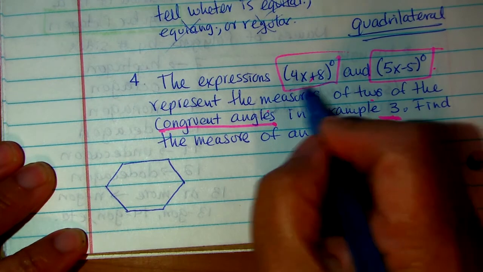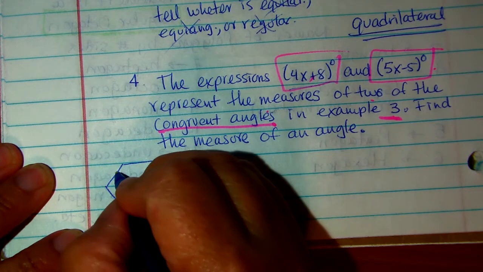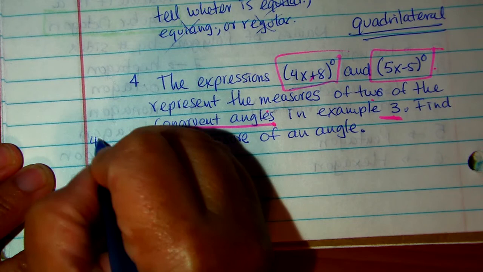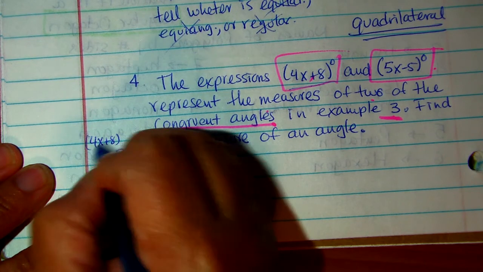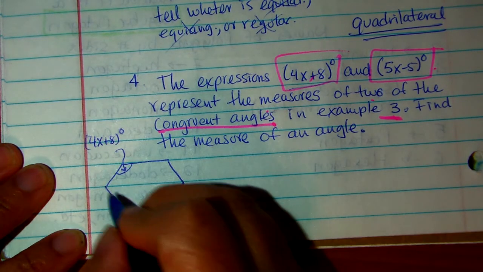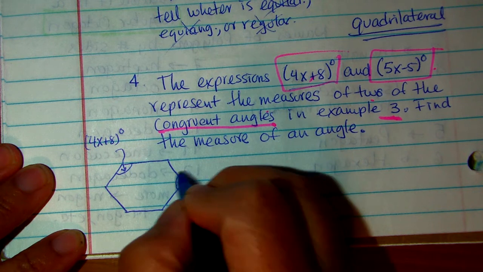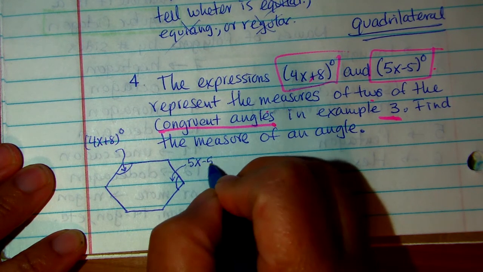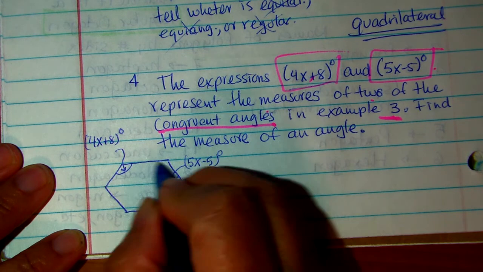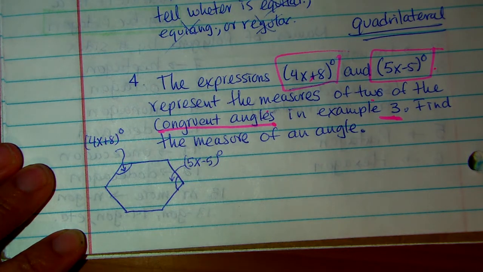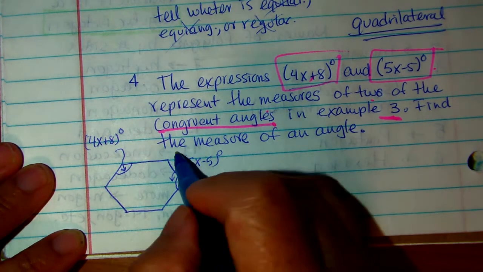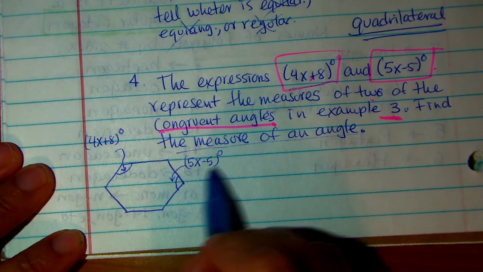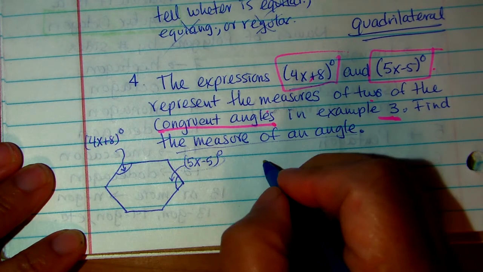and they're giving us these two measures of the angle. So this one right here, we're going to say is represented by 4x plus 8 degrees, and this one right here is 5x minus 5. If we say that this one is regular, it means that all of the angles measure the same. We need to find the measure of an angle. If I know that all of the angles measure the same, it means that this expression is equal to this one, and I write my equation.